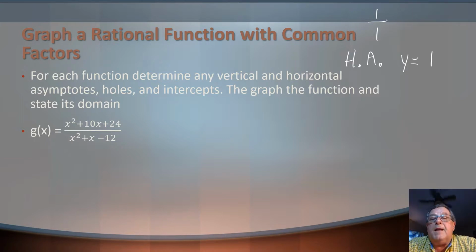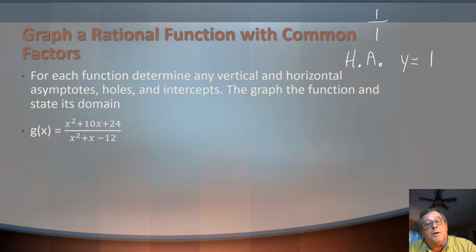All right, now, before I go much further, I'm going to have to factor this numerator and this denominator. And if I find that I've got a common factor, I'm going to have a hole at that point. And once I factor out the holes, then I can go ahead and figure the horizontal asymptote. And we're going to use that also to find the intercepts, and then we're going to graph the function and state the domain.